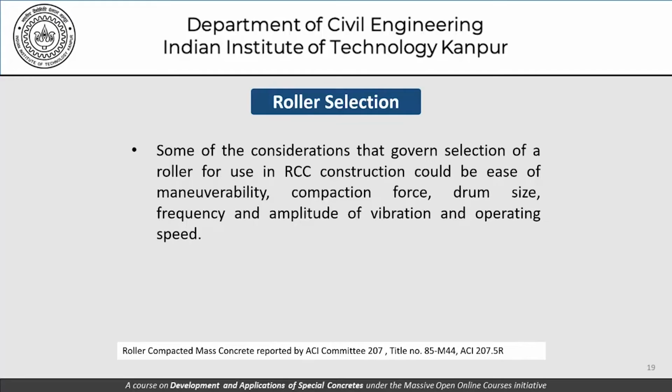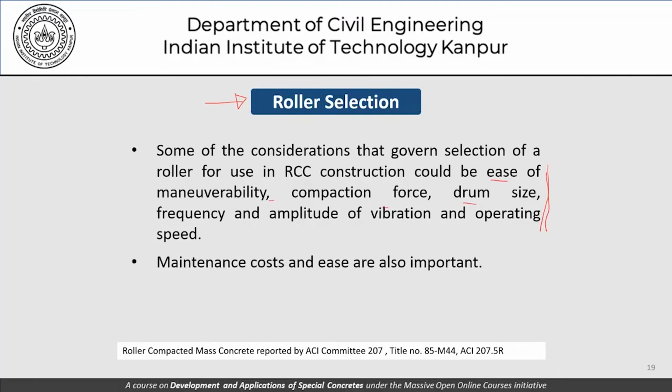You can imagine that roller selection is a very key element as far as our ability to successfully use roller compacted concrete at a site is concerned. Some of the considerations that govern the selection of a roller for use in RCC construction could be the ease of maneuverability of the roller, the compaction force, drum size, frequency and amplitude of vibration, and the operating speed. These are some of the characteristics that we must keep in mind when we are selecting a roller for a site which plans to use roller compacted concretes.